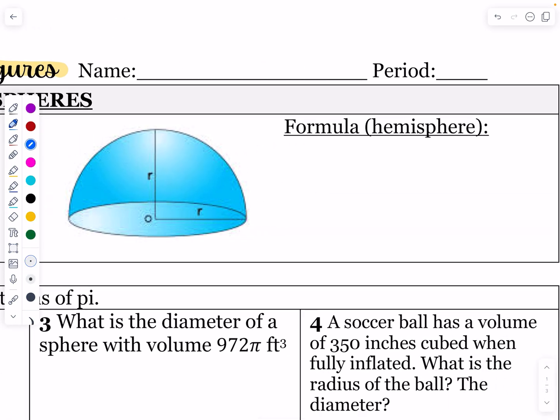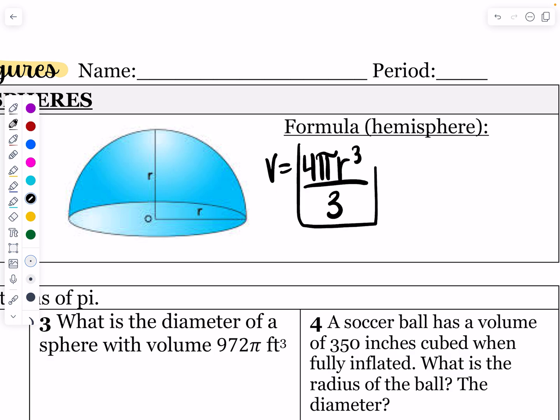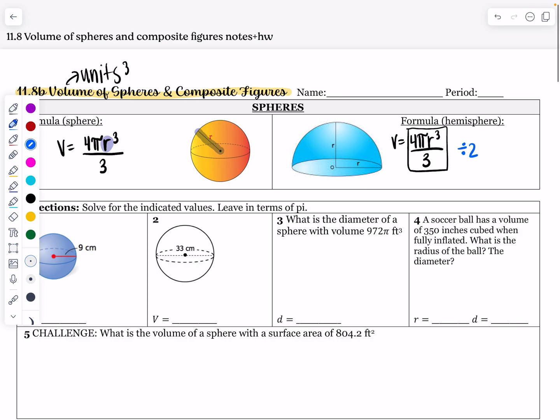So what does that mean about a hemisphere? Well, a hemisphere we know is going to be half of a sphere. So you could do this in a few ways. But what we're going to do is find the volume of the full sphere, 4 pi r cubed divided by 3, and then take whatever that answer is and divide it by 2 because this is just half of a sphere. That ends up being 2 pi r cubed divided by 3, so we're just going to use our formula and then divide by 2 at the end. So a hemisphere is half of a sphere.